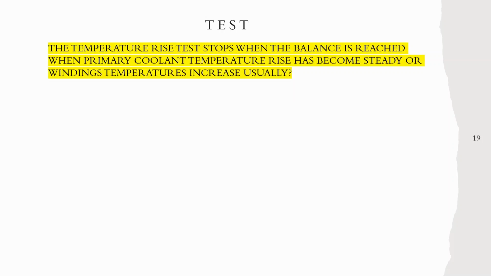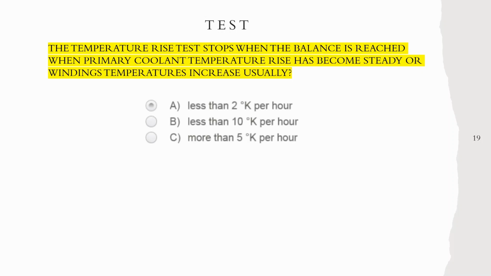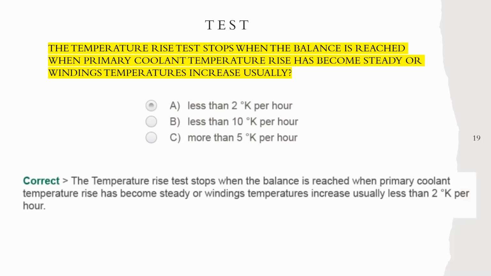The temperature rise test stops when the balance is reached, when the primary column temperature rise has become steady, or the winding temperature increase is usually, what is the answer? Less than 2 K per hour. Okay, so the temperature rise test stops when the balance is reached, when the winding temperature increase is usually less than 2 Kelvin per hour. Okay, degrees Kelvin per hour.